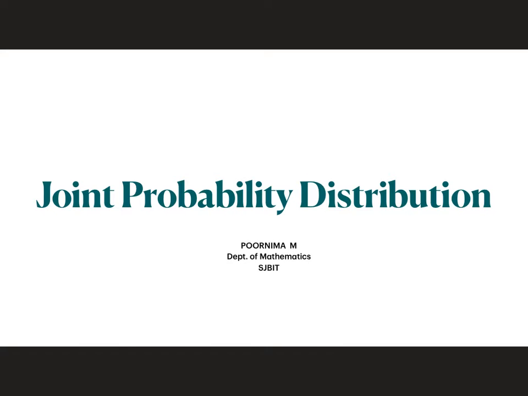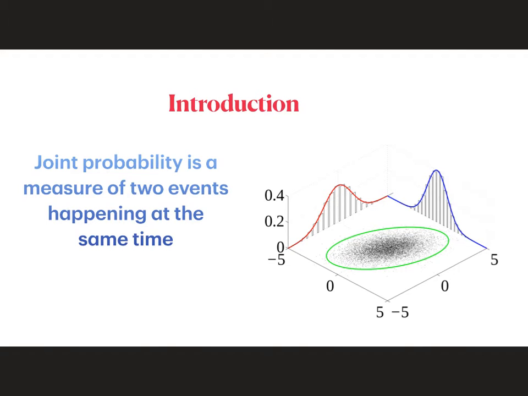Students, in this video, I'm going to give a small introduction about joint probability distribution. So far, we have discussed probability distributions associated with a single random variable. The same can be generalized for two or more random variables. We discuss probability distributions based on two random variables, referred to as joint distributions. Basically, joint probability is a measure of two events happening at the same time.